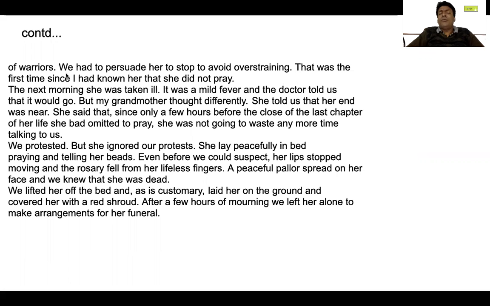So, homecoming of warriors, right? It is one of the moments that she celebrates with the neighborhood women, for her grandson's coming back. We had to persuade her to stop to avoid overstraining, as she was old and also weak. So that is why the writer stated that all the family members stopped her, not to take excessive stress.